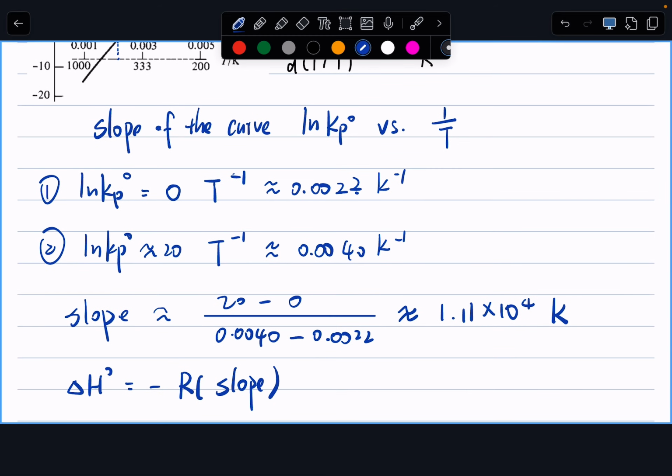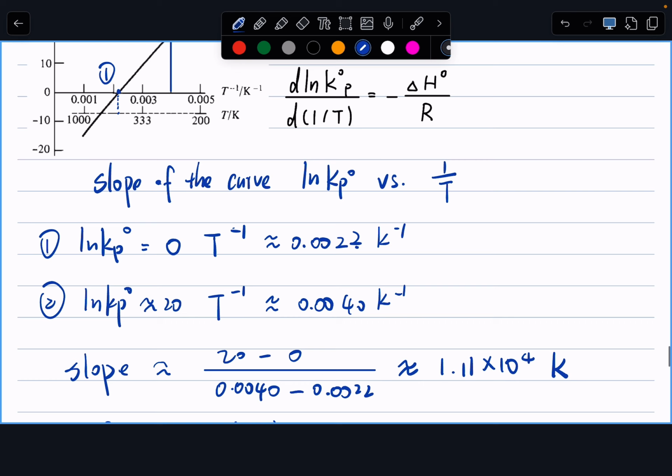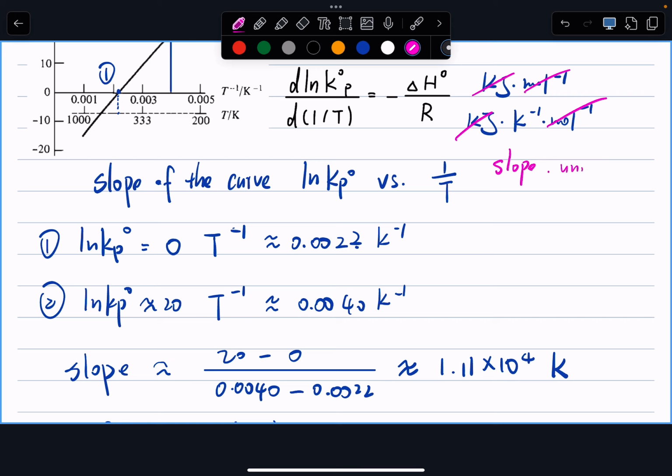But let's just check if the units fit. The unit of my delta H naught is kilojoule per mole, and the unit of my R is joule per Kelvin per mole, or kilojoule per Kelvin per mole. Looking at the units, kilojoule and mole cancel out, so the slope should have a unit of Kelvin, and it does. So we're happy, just to check.